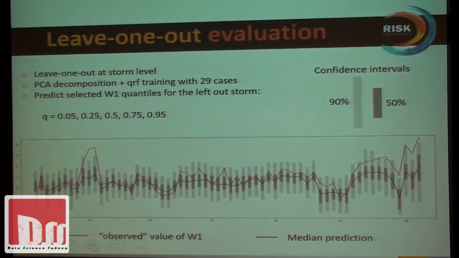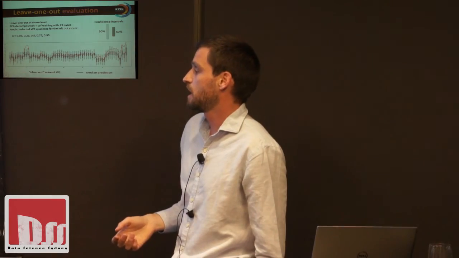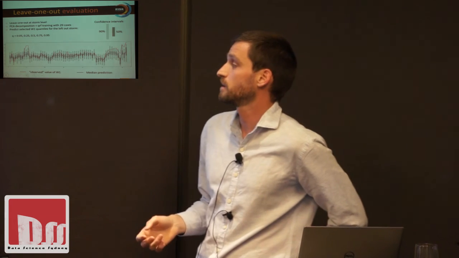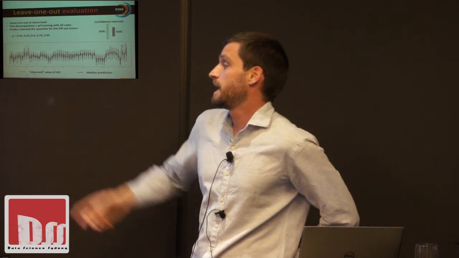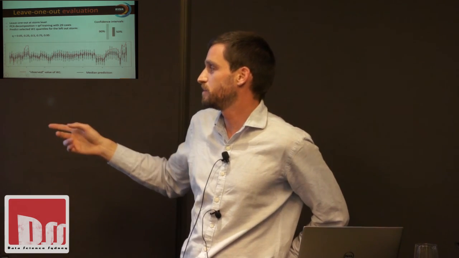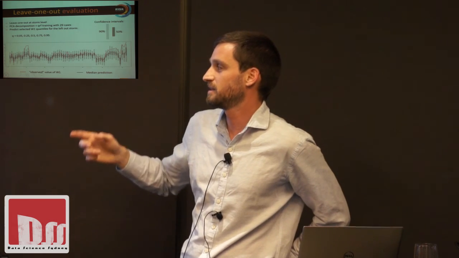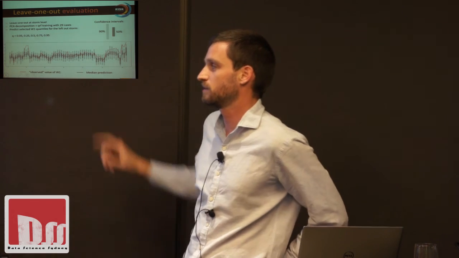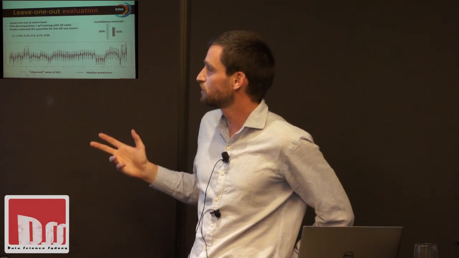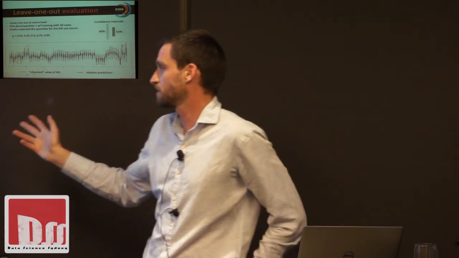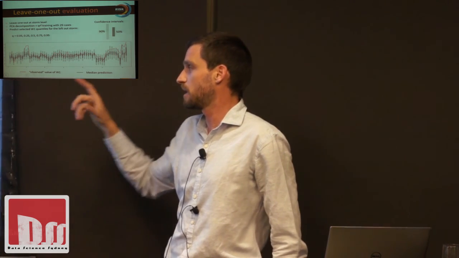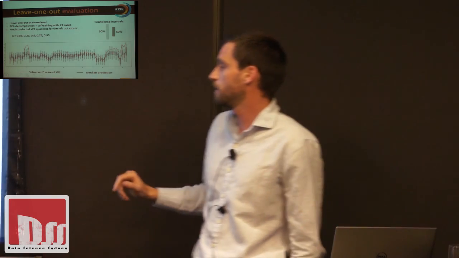So this is for the first storm I left out. The red line will be the observed value, so the one from the actual left out storm. And then you wouldn't expect the median to be matching the red line. But actually, it's good to see that when you have swings in the red line, the confidence interval swings as well. It's also good to see that it's just one storm. It is pretty much only 10% of the points, the red points, that are outside of the confidence interval.